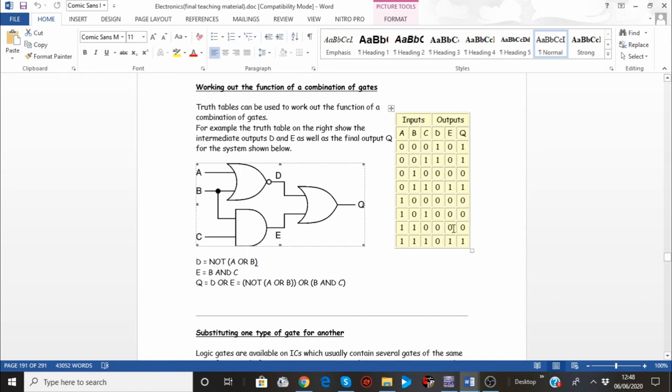Both D and E are zero, then you get zero. D is zero, E is one, then you get a one. So you just find the rows where you have one on either D or E. If you have one on either of those, then you get a one on the output. Other than that, it would be zero. That's how you determine the combinational gate outputs.